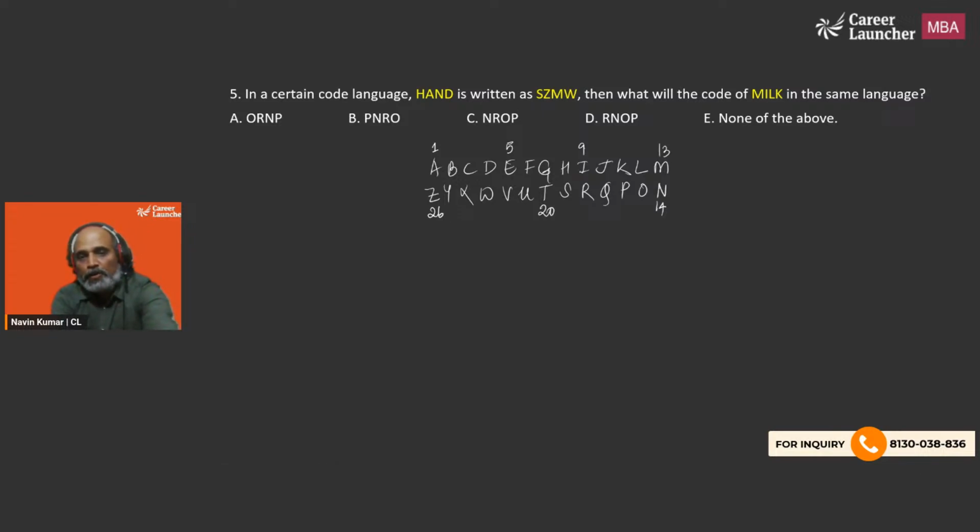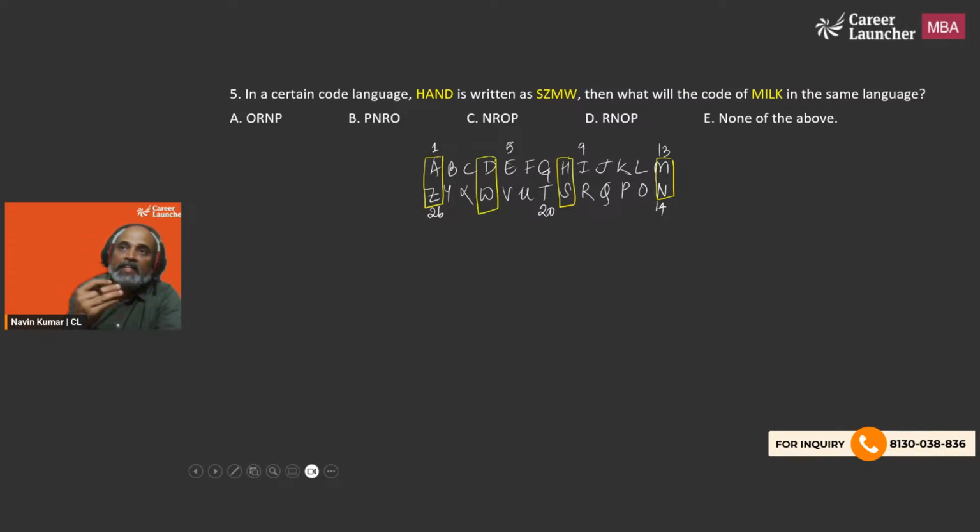Now, if we look at how hand is written, so H is written as S, so they fall in the same column. A is written as Z, so they fall in the same column. N is written as M, they fall in the same column. And D is written as W, they fall in the same column. So basically, we will be writing the letter which lies below or above, depending upon where the letter is.